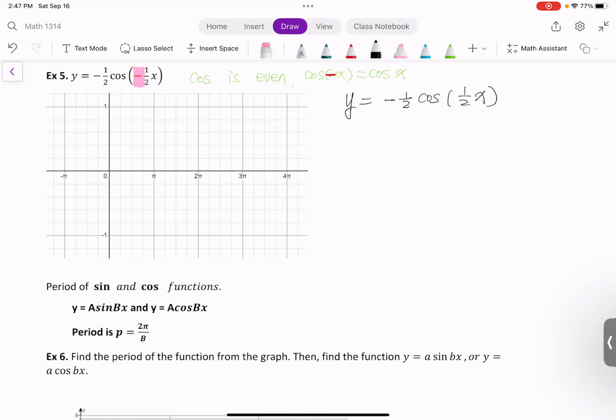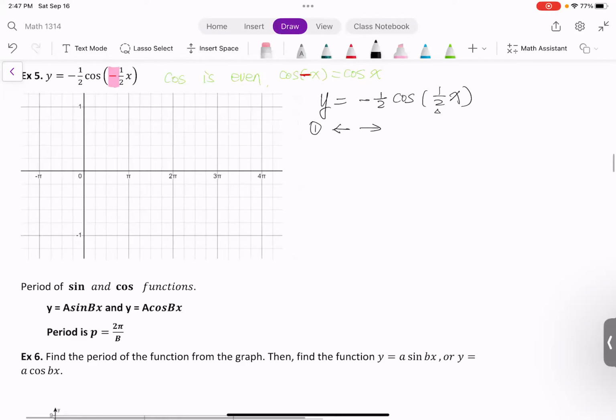First I need to know what the transformations are, from inside the parentheses, then outside the parentheses. Inside the parentheses, in front of the x, that's 1/2. That's a horizontal stretch, so all the x values are multiplied by 2, the reciprocal of 1/2. The second transformation is outside, that is 1/2. That is a vertical compression, so all the y values are times 1/2.